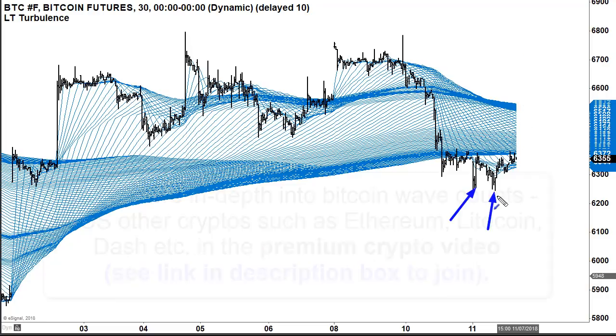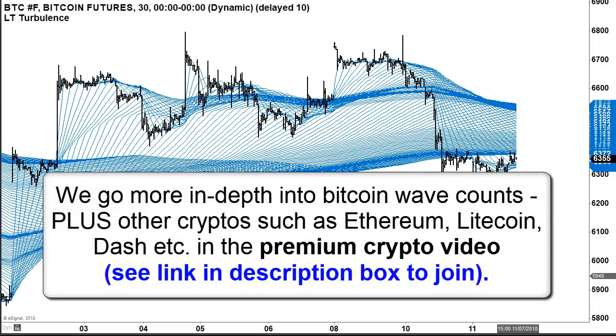But it's not the end of the world, provided Bitcoin can get back above the thick level of turbulence that I just mentioned previously. By the way, guys, some people have asked me, how come I don't talk about the Elliott wave counts on Bitcoin? And also, what about the other cryptocurrencies?